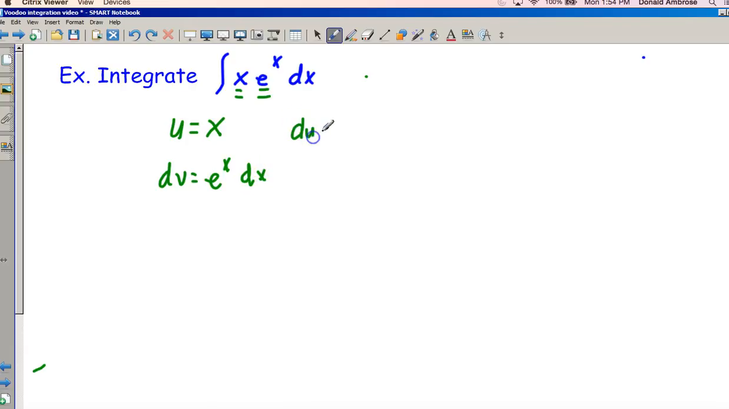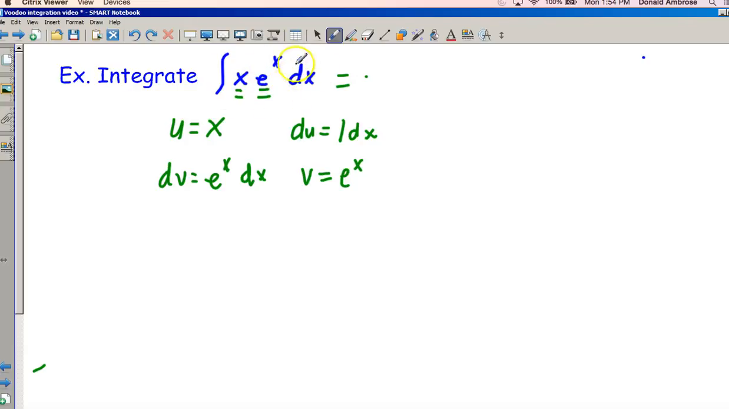Next, I want to derive my equation that I have for u, and the derivative of x we know is just 1, and then I'll write dx. Then I want to solve for what v is. I solve for v by integrating dv. So the antiderivative of e to the x I know is just e to the x. And so now I'm ready to make my substitutions into my voodoo formula.